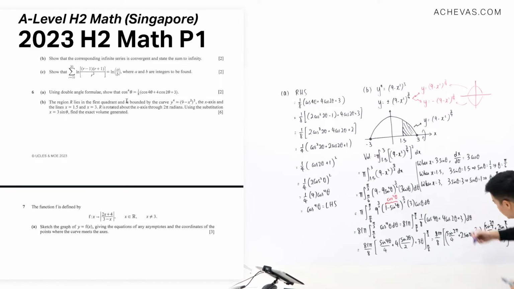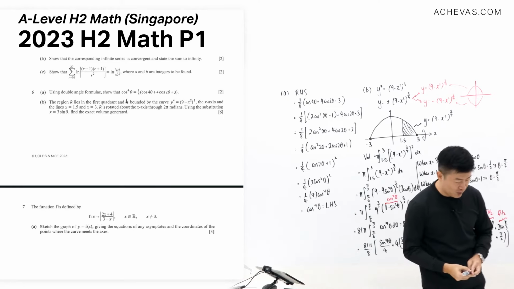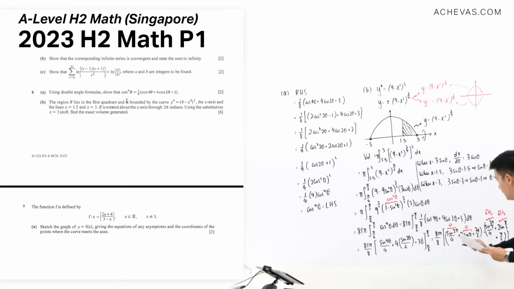So we know that this sine 2 pi is going to be 0. Sine pi is going to be equal to 0. Sine 2 pi over 3 is going to be square root of 3 over 2. And this sine pi over 3 will also be square root of 3 over 2. So if you were to evaluate this, then you will be getting the answer. Let me just write down the answer. The answer is going to be equal to 81 over 8 pi of pi minus 9 square root of 3 over 8.